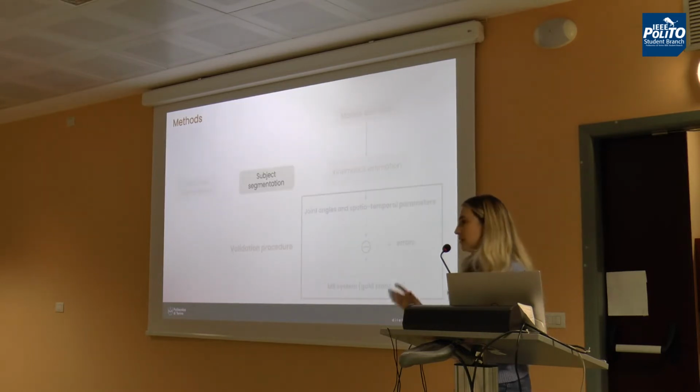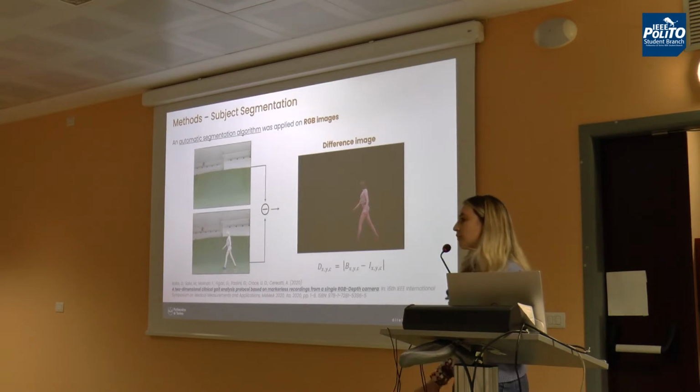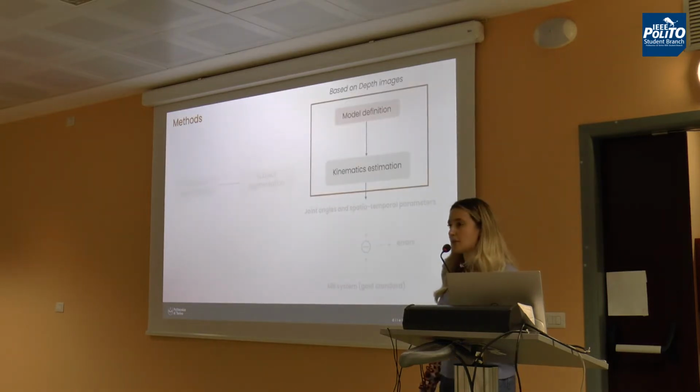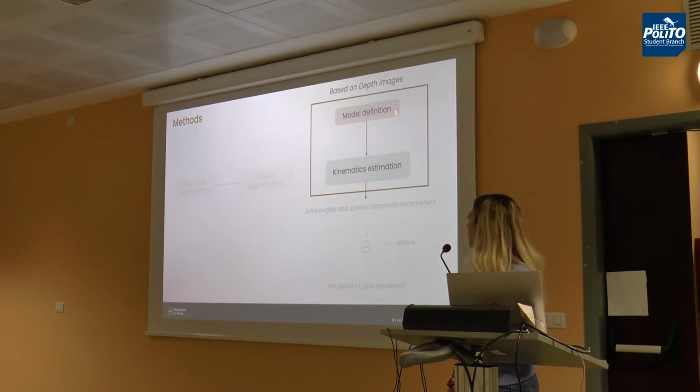After the identification of the gait cycle, it's possible to segment, so to extract, the subject from the image. For this purpose, an automatic segmentation algorithm was designed and applied on the RGB image, so on the color image. This algorithm is based on the analysis of the images to find a threshold that separates the subject from the background. After the identification of the subject, it's possible to use a model to estimate the kinematics and the kinematic angles of the subject.